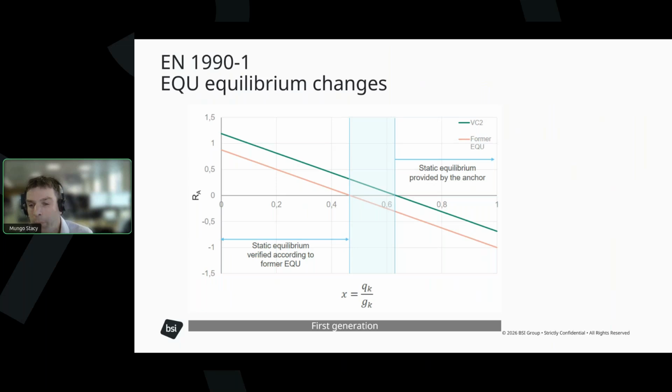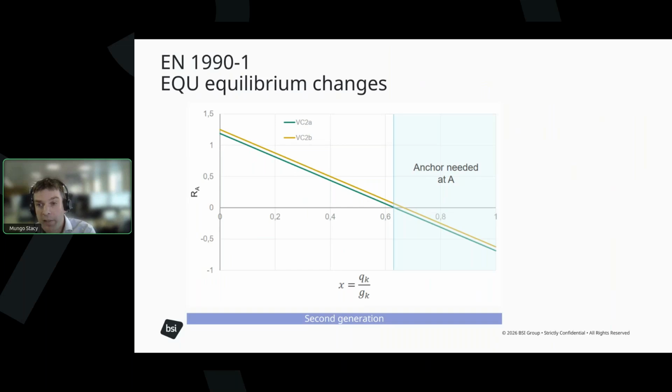And that was problematic. It was not entirely clear what you were meant to do in that region where you were not satisfying EQU, but you were getting a less than zero resistance force in the anchor. So that has been tidied up in the second generation Eurocode now. The partial factors are such that EQU shows you that equilibrium is not satisfied, and the STR gives you the value of the anchor force, or rather the VC2 shows you that equilibrium is not satisfied, the VC1 gives you the anchor force needed. So that's helpful.